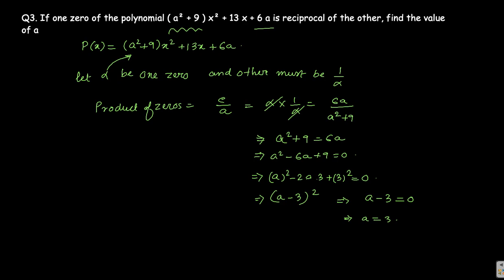Let's go to the next question. If one zero of 4x square minus 9 minus 8kx is the negative of the other, find k. Okay, so again you have to write down p(x), because one unknown term is there. So p(x) becomes 4x square minus 9 minus 8kx.